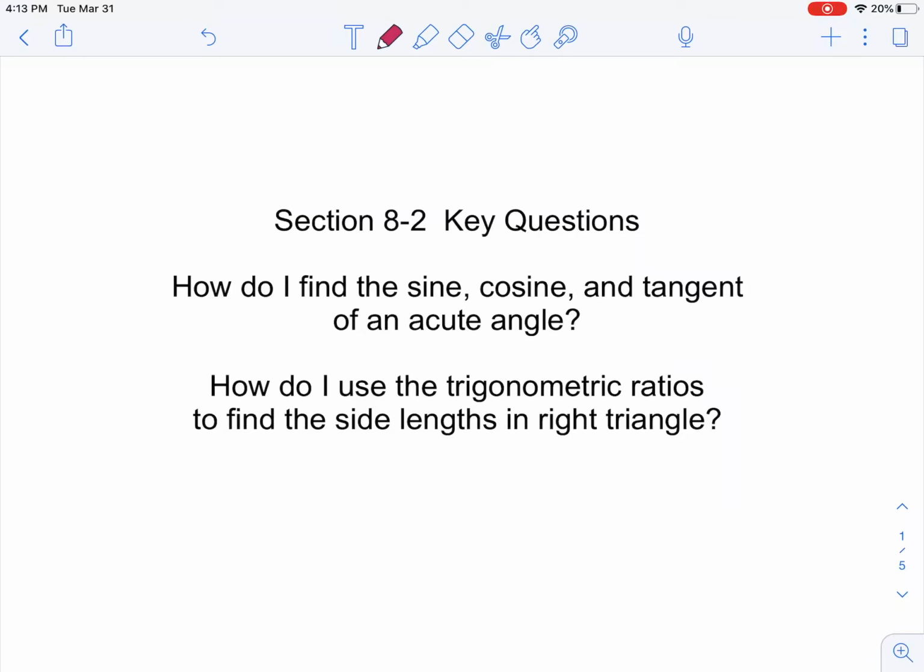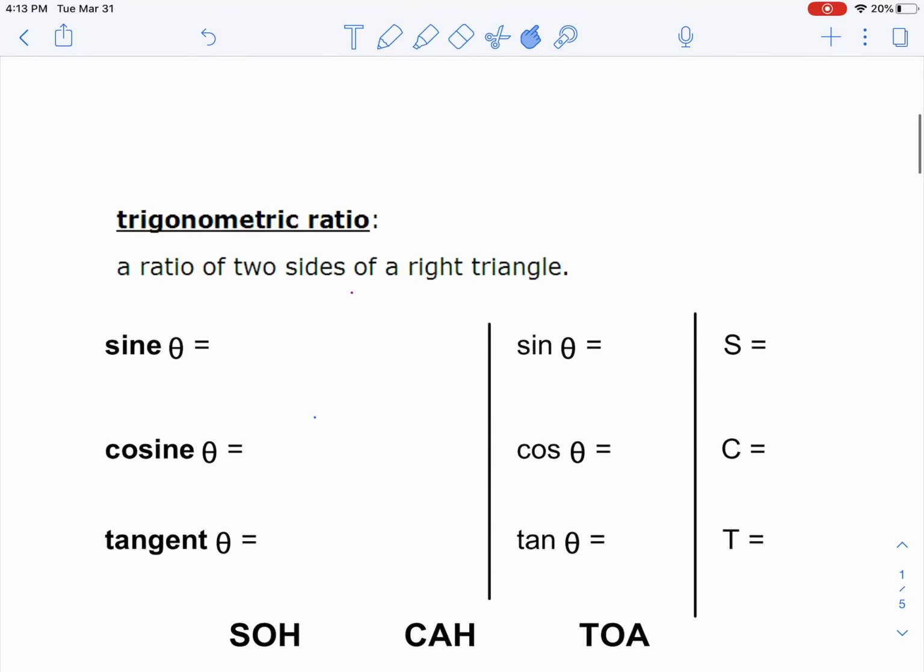Today we will begin section 8.2. We will be covering this section over the next 2 days, and by the end of this section, you will be able to find the sine, cosine, and tangent of an acute angle, and you will also be able to use the trigonometric ratios to find the side lengths in a right triangle.